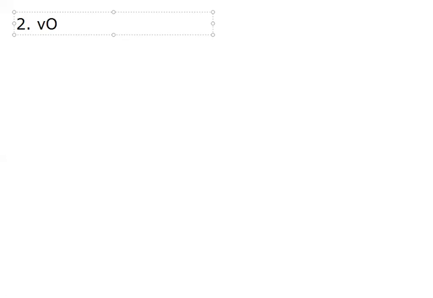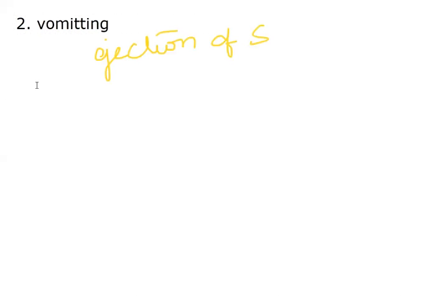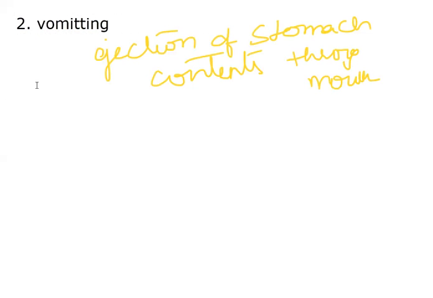Okay, moving on, number 2, vomiting. What is vomiting? Vomiting is the ejection of the stomach contents through the mouth. This reflex action is controlled by the vomit center present in the medulla. A feeling of nausea also precedes vomiting.